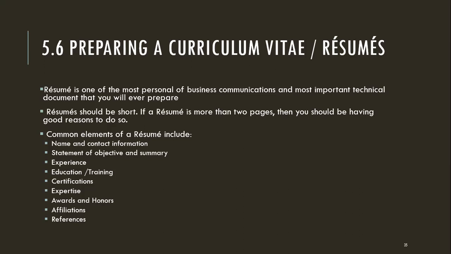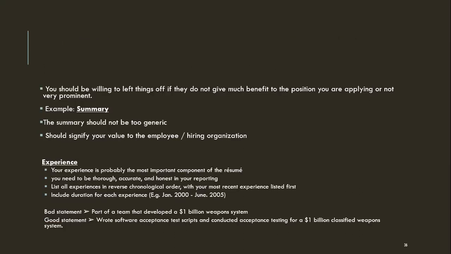So the common elements of the resume include the name and contact information, statement of objective and summary, experience, education and training you have received, certifications, expertise, awards, affiliations, and references. Right? You have to address all of these components in writing your CV or the resume.